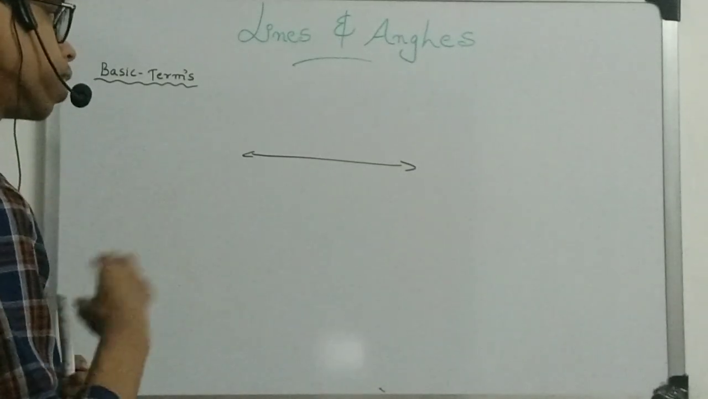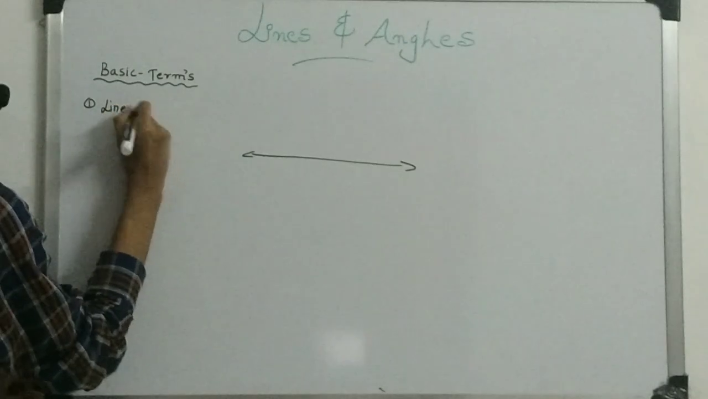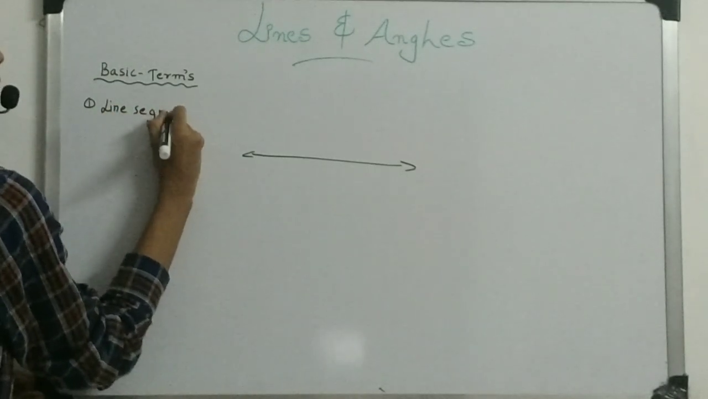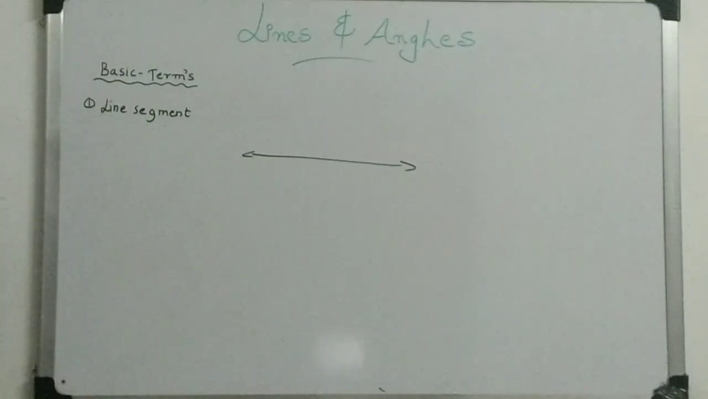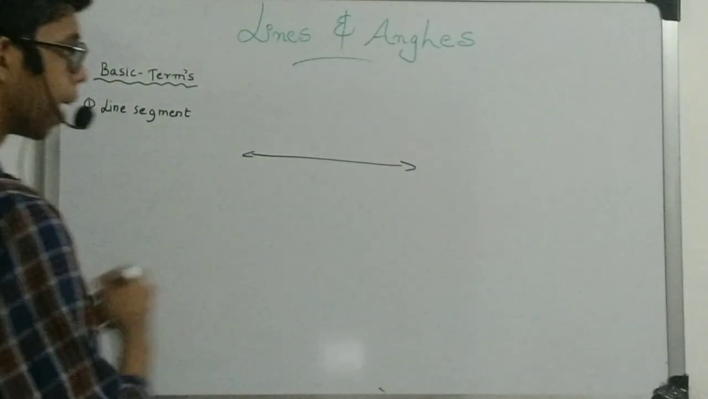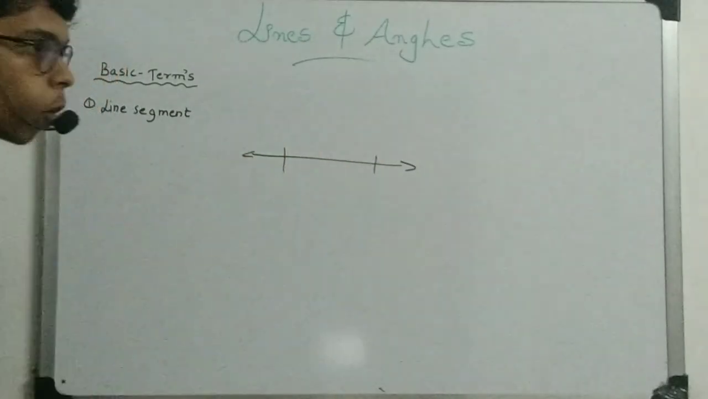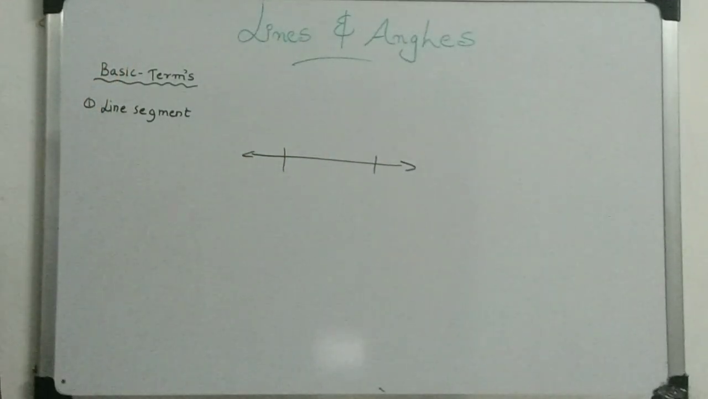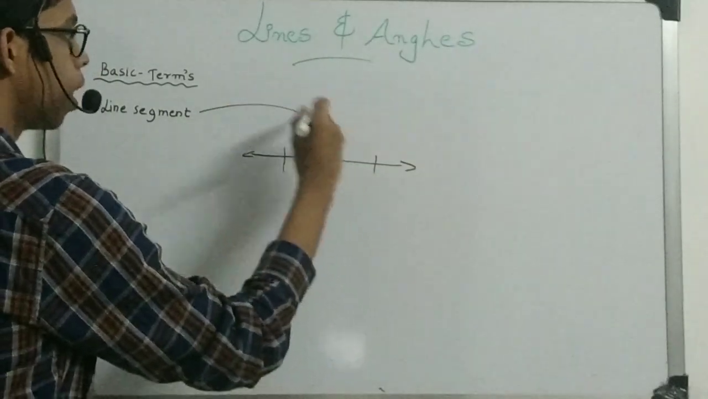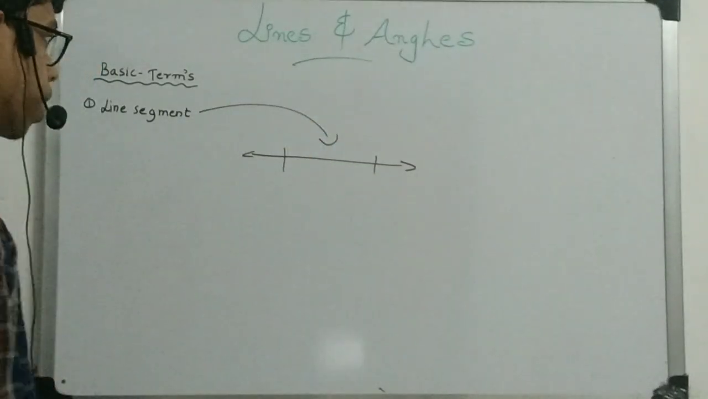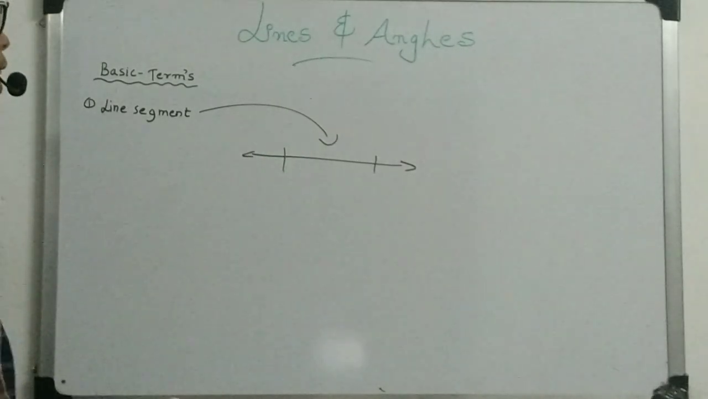The next term that you should know is line segment. What do you mean by line segment? Segment means a small part of the line. If I have drawn this big line, and I am taking a small portion of it, this small portion I will call a line segment. So a small portion of a line is called a line segment.